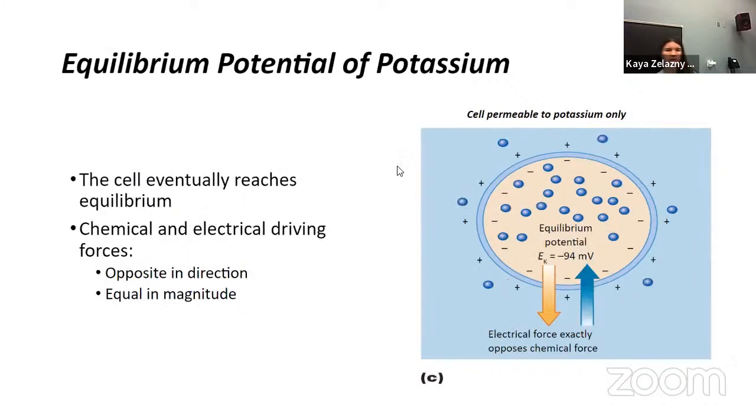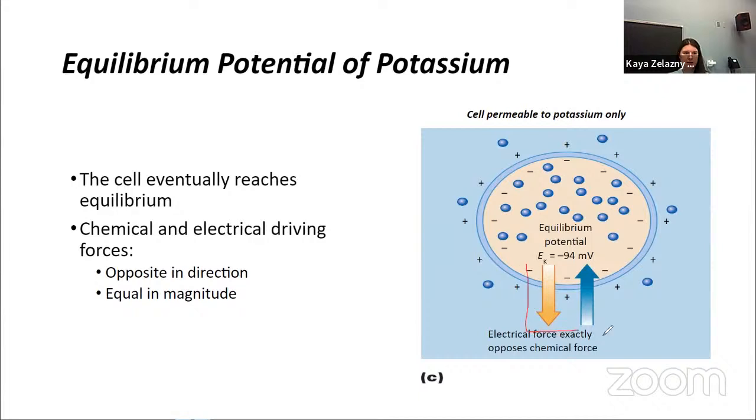Eventually, we could reach equilibrium if nothing else was going on. So by definition, at equilibrium for potassium, we have equal and opposite CDF and EDF, meaning that the pull into the cell from this charge, this -94, is equal to the push out of the cell from this difference in concentration of potassium. So the electrical force opposes the chemical force.